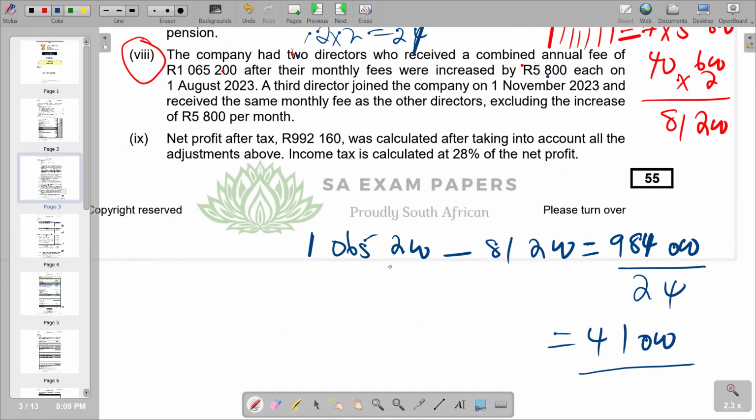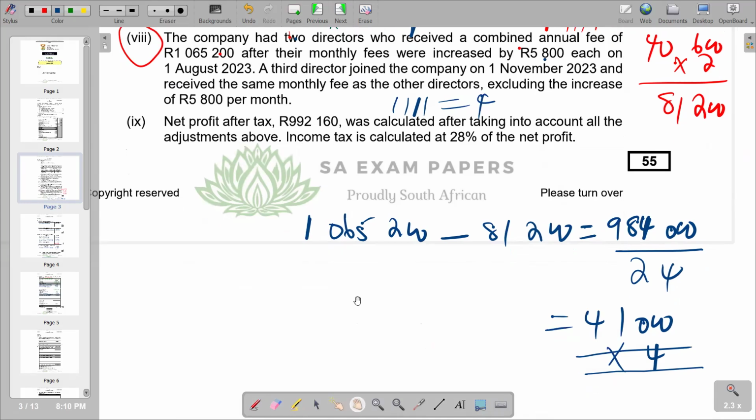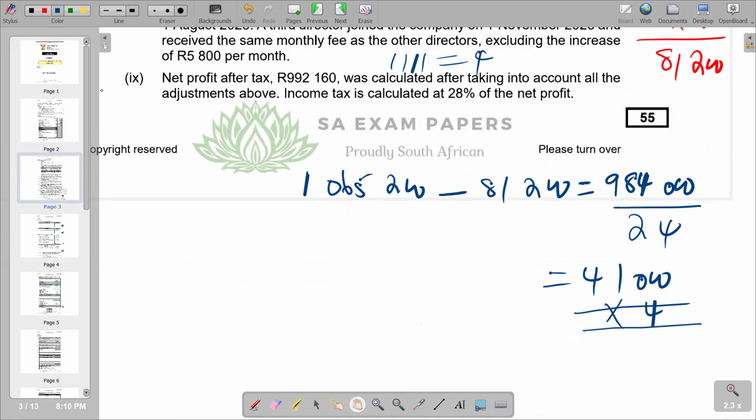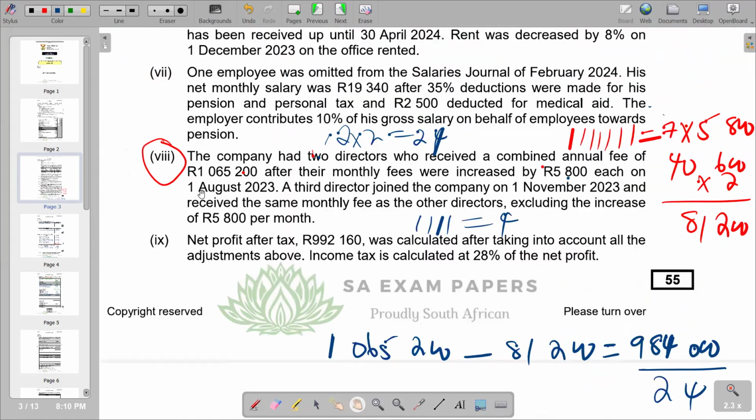So this is the one that is going to apply for the third director, who was there from 1 November, for November, December, January, and February. So it was there for 4 months. So we now multiply 41,000 times 4, so that you get the total for 4 months that we need to add to the one that we have. So 41,000 multiplied by 4, you get 164,000. So the 164,000 is the one that we are supposed to add to 1,065,200 to get the total for director's fees.